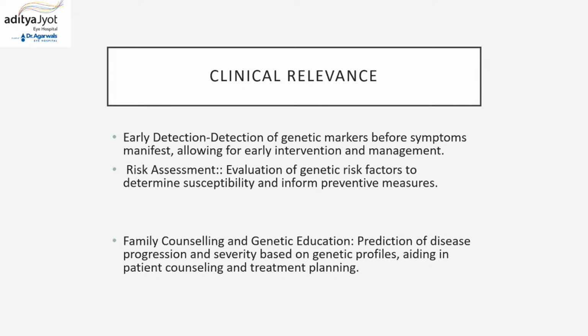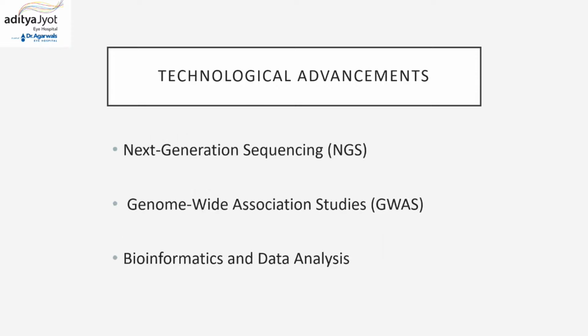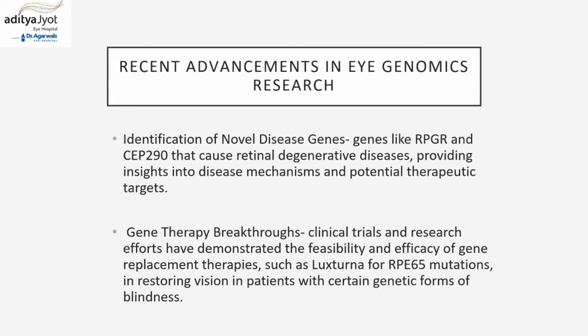So evaluation of genetic risk factors to determine susceptibility and inform preventive measures, family counseling and genetic education, prediction of disease progression and severity based on genetic profiles, aiding in patient counseling and treatment planning. So next generation sequencing, genome-wide association studies and bioinformatics and data analysis, we need a lot of funds for that. And the recent advances in identification of novel disease genes, genes like RPGR and CEP290 that cause retinal degenerative diseases, providing insights into disease mechanism and potential therapeutic targets, and gene therapy breakthroughs.